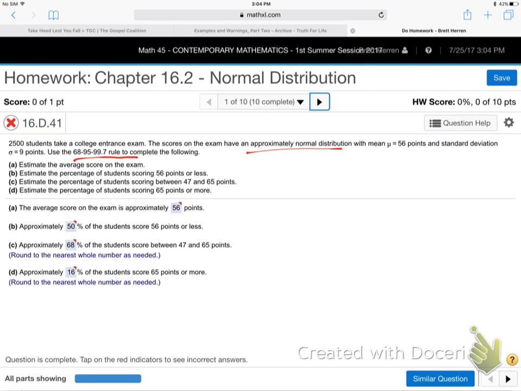Estimate the average score on the exam. All right. Well, the average. Question A. What's the average? Well, that's 56. They gave that to me. Nothing to do there. Question B. What percent of the students scored 56 points or less? Well, half of them, because that's the middle. It's like a silly question, huh? Right?